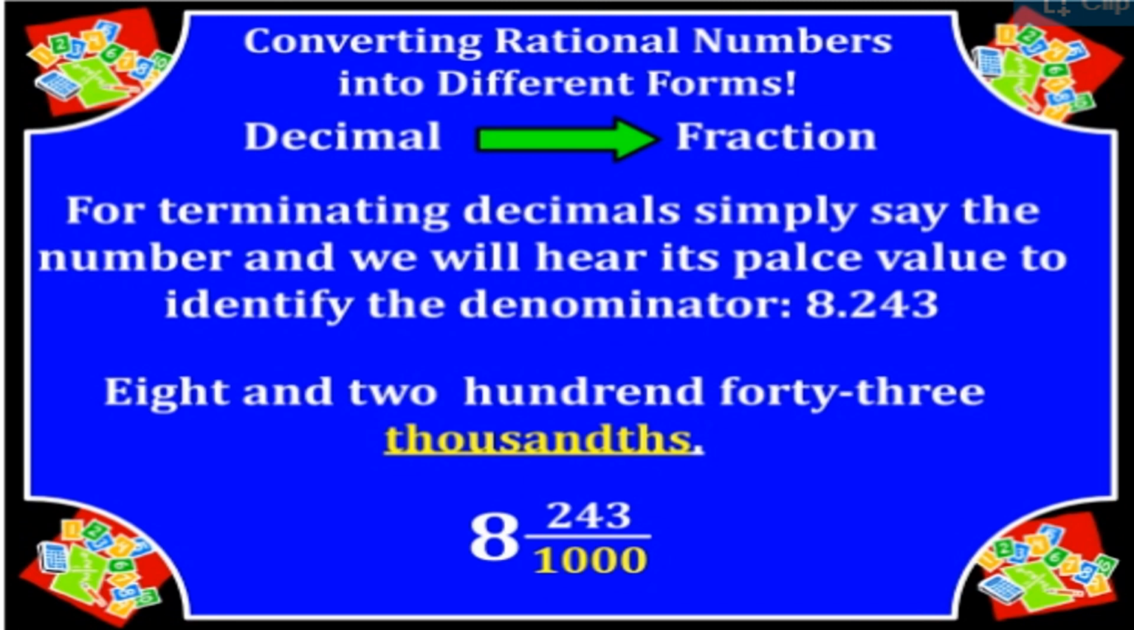Now let's convert rational numbers into different forms. This time it is decimal to fraction. Earlier it was fraction to decimals, right? So now, decimal to fraction. For a terminating decimal, simply say the number and we will use its place value to identify the denominator. Example, 8 and 243 thousandths: tenths, hundredths, thousandths. It is thousandths, because tenths, hundredths, thousandths. So 8 and 243 thousandths.